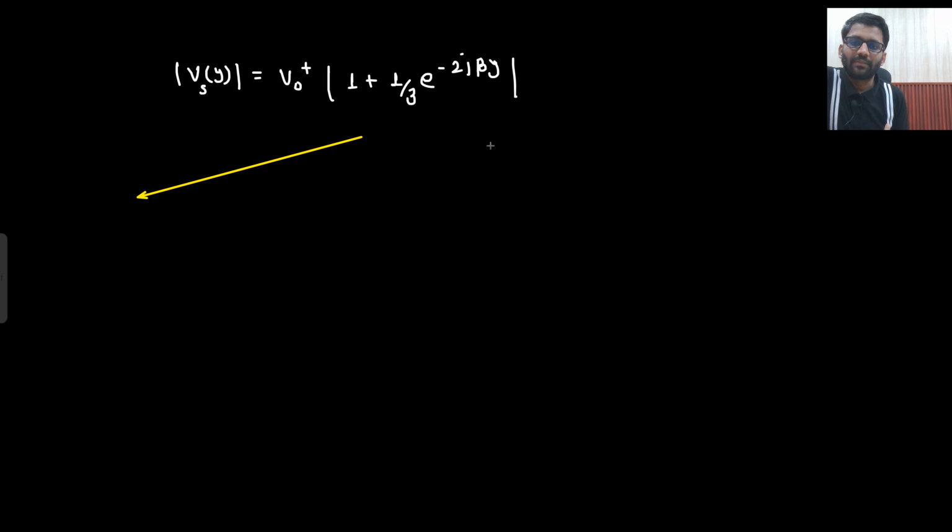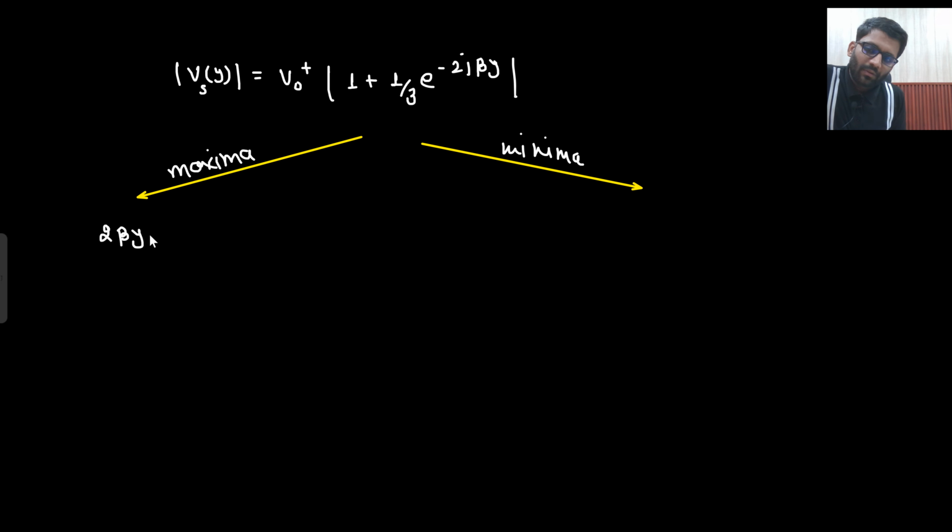Now you need to tell the maxima and minima. Maxima here and minima here. So what will be your maxima? 2 beta y. So for maxima, what is the condition? Here this should be 0 or 2 pi or 4 pi. So what can I write? 2n pi. 2 beta y is equal to 2n pi. So from here what will you get?